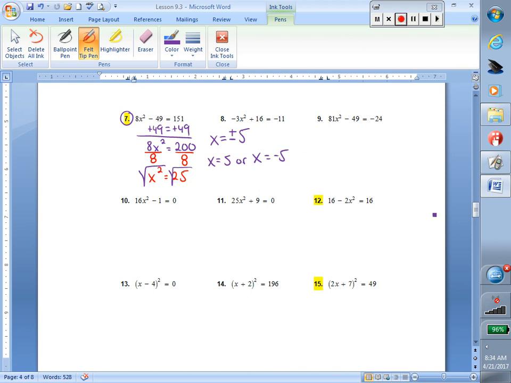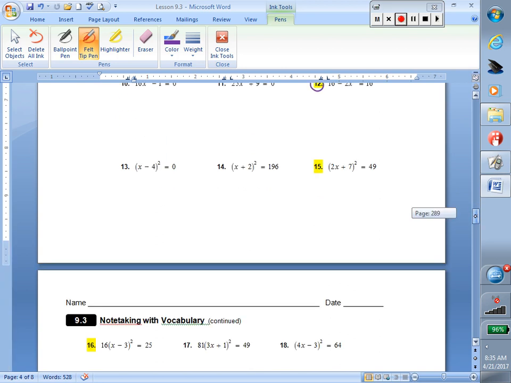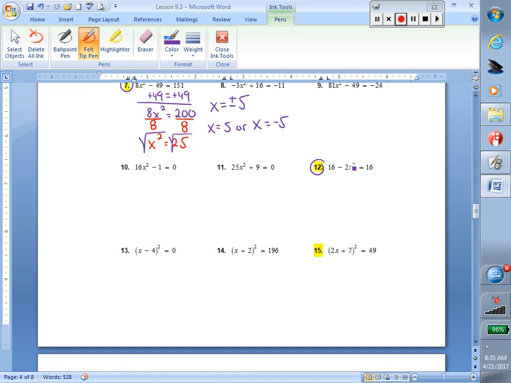Well, let's take a look at number 12. Same idea, we need to get that x squared by itself first before we can do the square roots. Use our same steps you guys have used for the last how many years solving equations. I want to move my 16 to the other side. Right now it's positive, so to move it to the other side I subtract. I'm left with negative 2x squared.